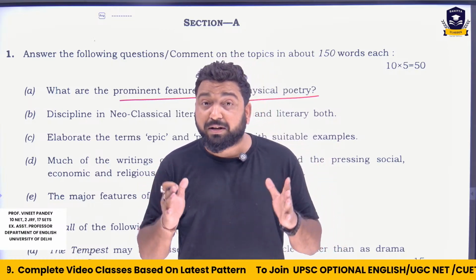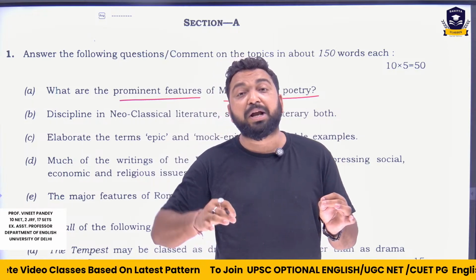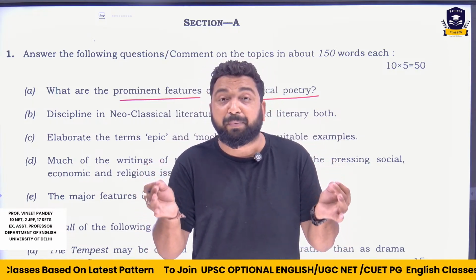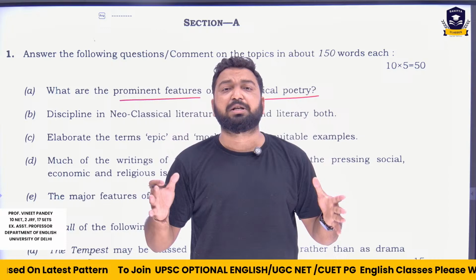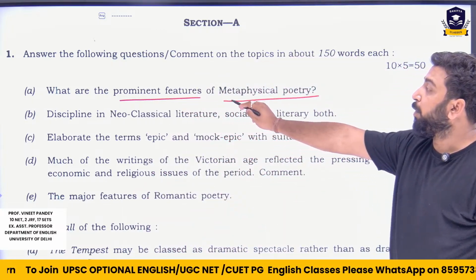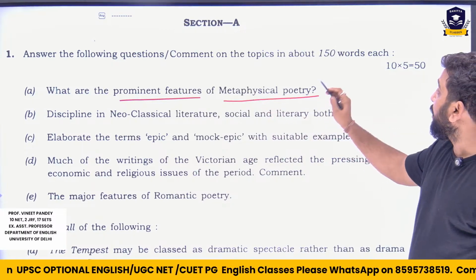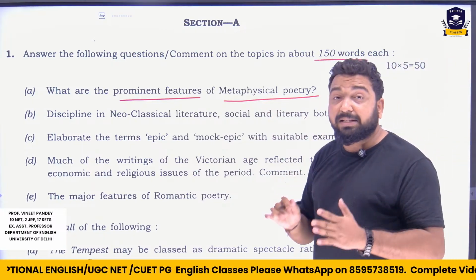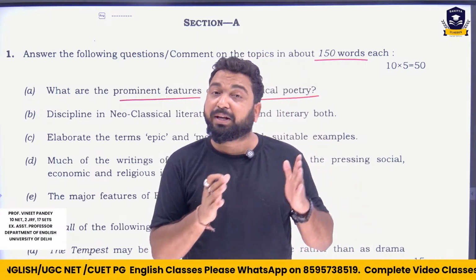Their writing style was unconventional. Their starting of poetry and the ending of poetry was totally abrupt. So what is the whole concept of metaphysicals? If you understand these things, you can go one by one. We can go through all these pointers one by one, in about 150 words. It's easy to talk about metaphysical poetry characteristics.